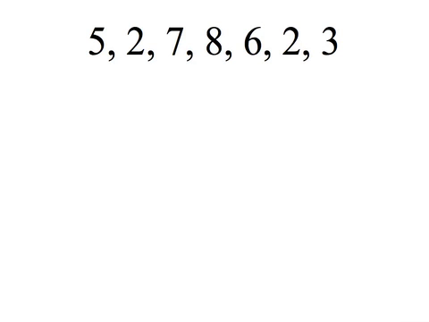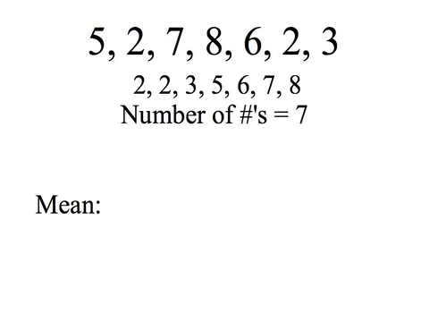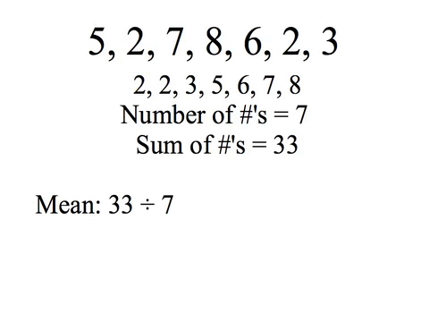We're going to summarize our original list that had 7 numbers in it. And we're going to summarize by putting the list in order. And then for the mean, we're going to count the number of numbers in the list, which was 7. Then we're going to find the sum of the numbers, which was 33. You do 33 divided by 7, and we rounded to 4.7.